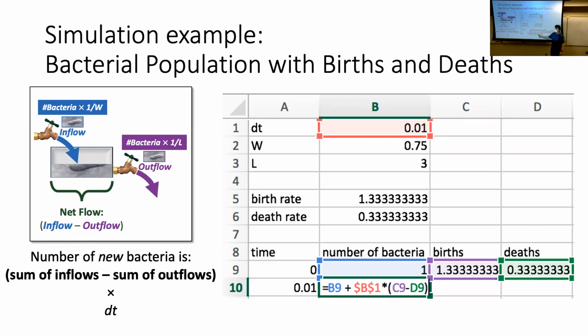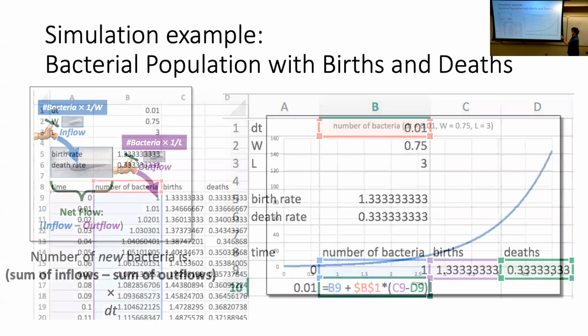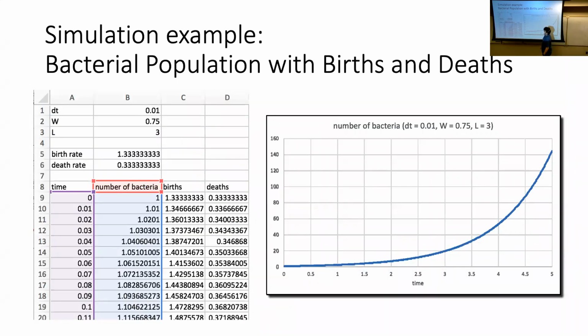And the net flow is all the inflows summed up minus all the outflows. In this case, there's one inflow and one outflow. And that's all I need to simulate this bacterial system with both births and deaths. So I can fill that down, and then I get all my times spaced by 0.01. I get my bacteria that's growing.